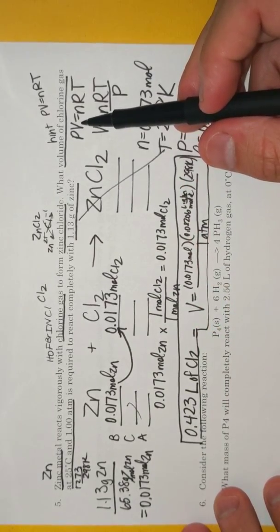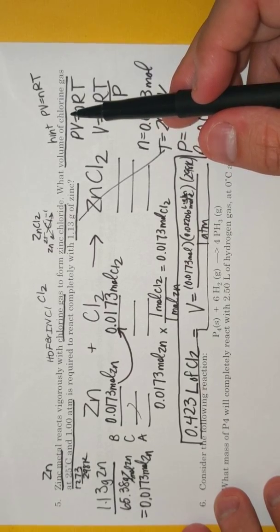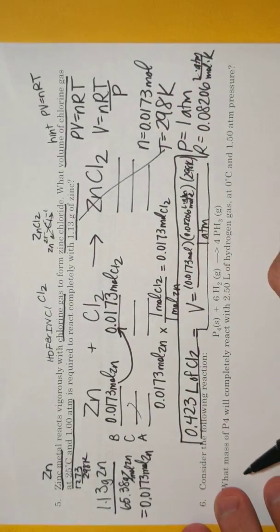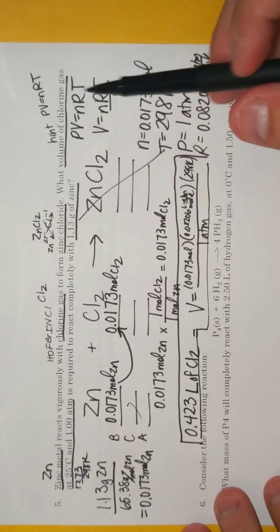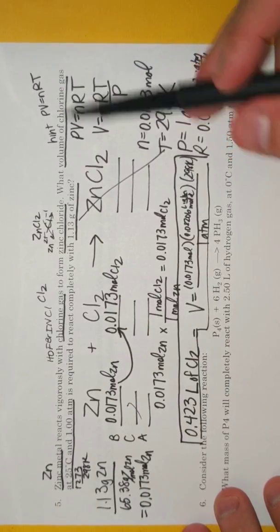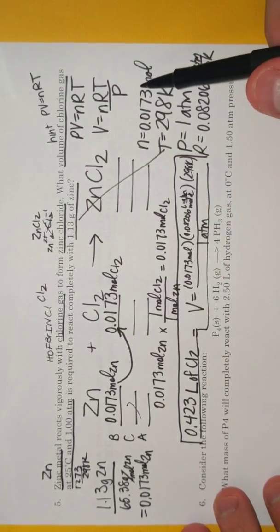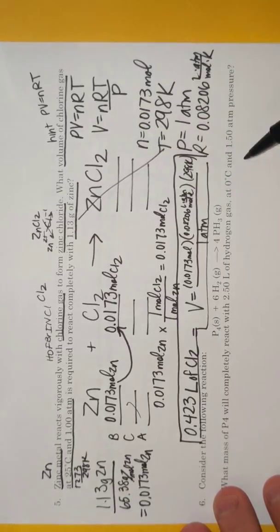Now the question didn't ask for moles of Cl2. The question said what volume at a certain temperature and pressure. Well, if the question asks for a volume and it gives me a temperature and pressure, I must be using PV equals nRT, and that's what I did here.